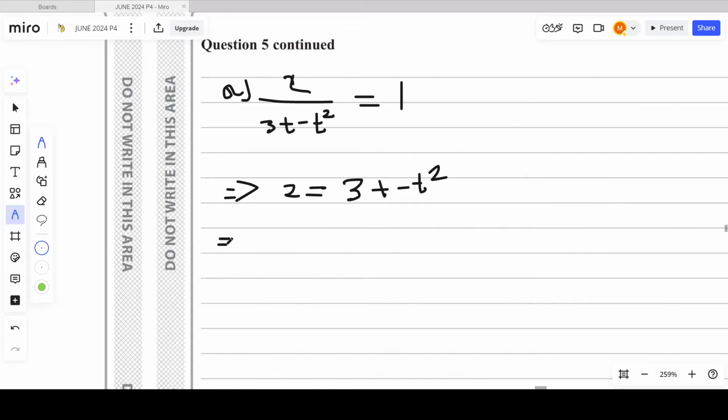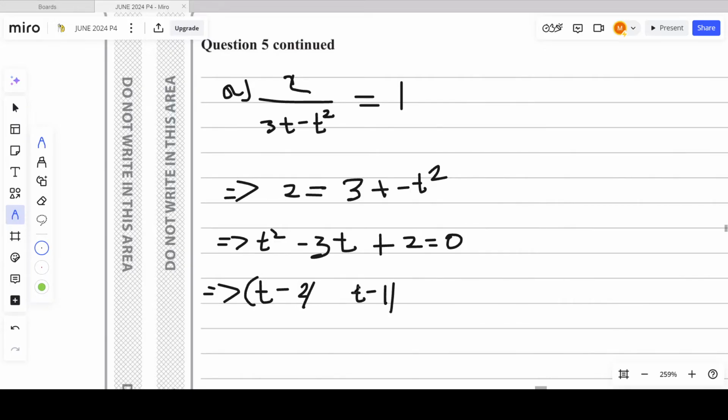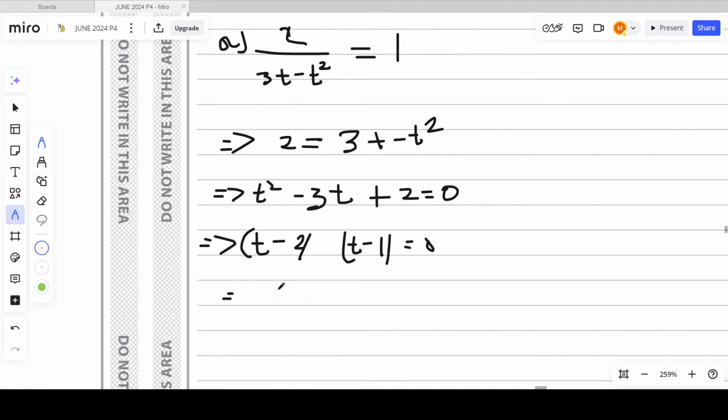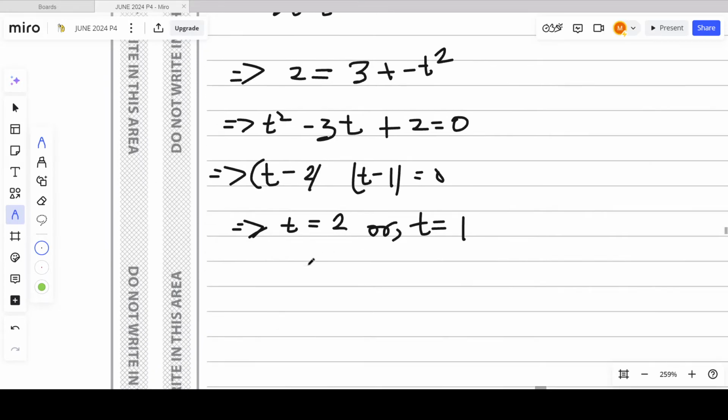Now take everything to the same side, you will get t squared minus 3t plus 2 equals 0. Now we need to factorise the middle term, so you will get (t minus 2) times (t minus 1) equals 0. Either t is 2 or t is 1. We got the two possible values for t.